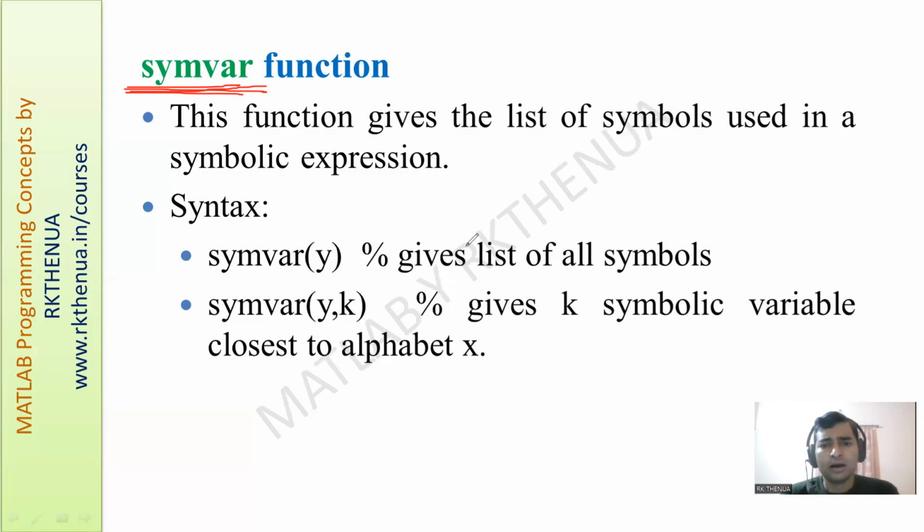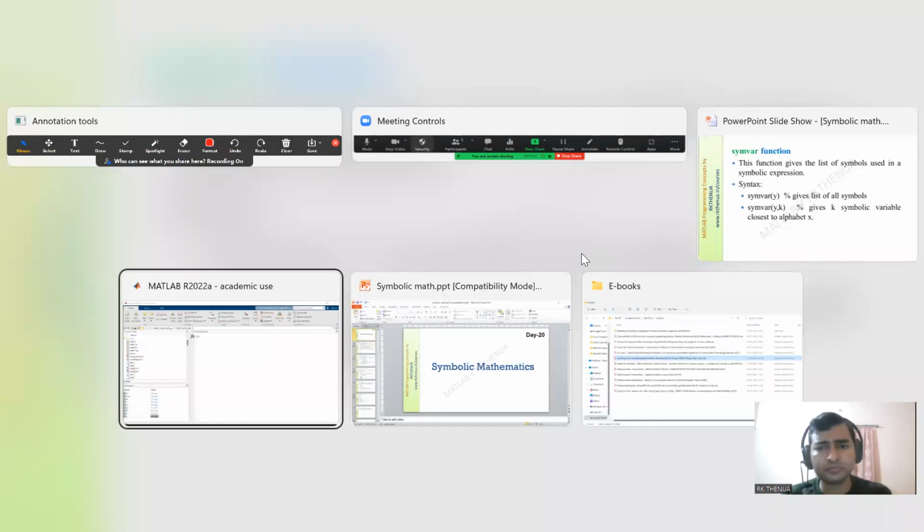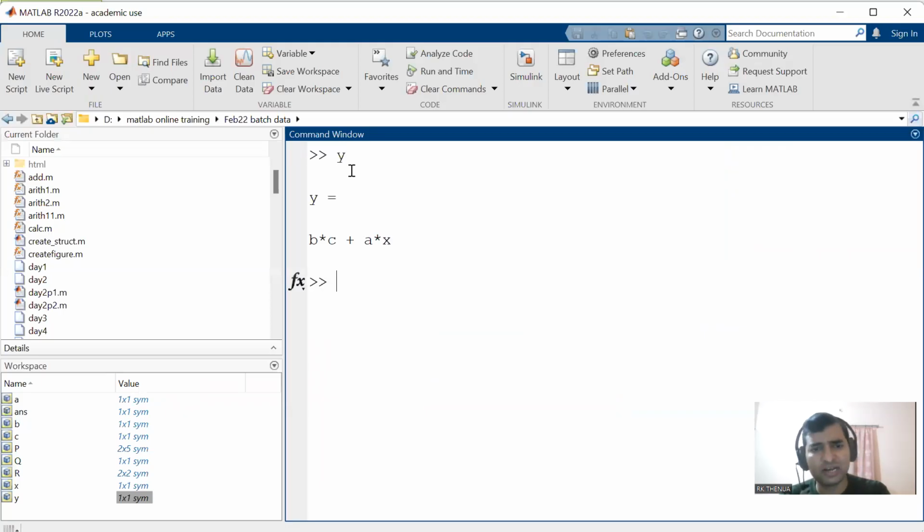For example, if I write symvar, it returns the list of all symbols. How many symbols do we have in any expression? Suppose here we have one expression y. We are using 4 symbols. So if I write symvar and I write y, then it returns all the variables. These are the 4 variables that we are using.